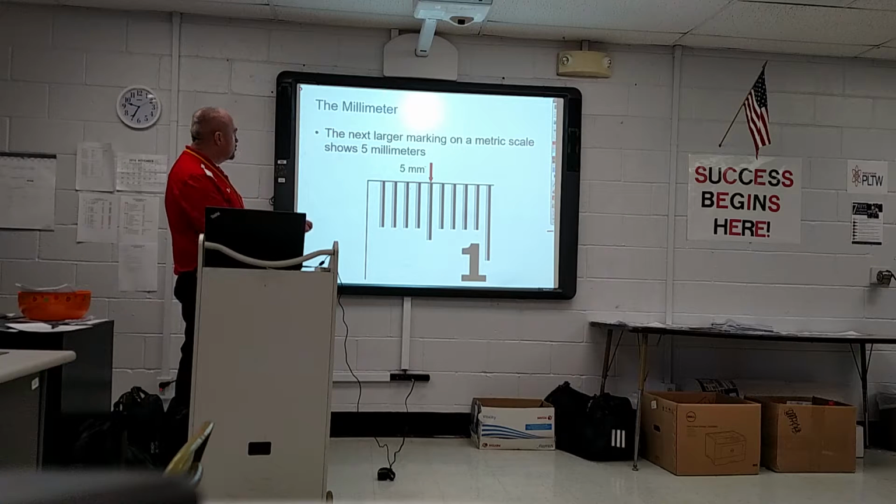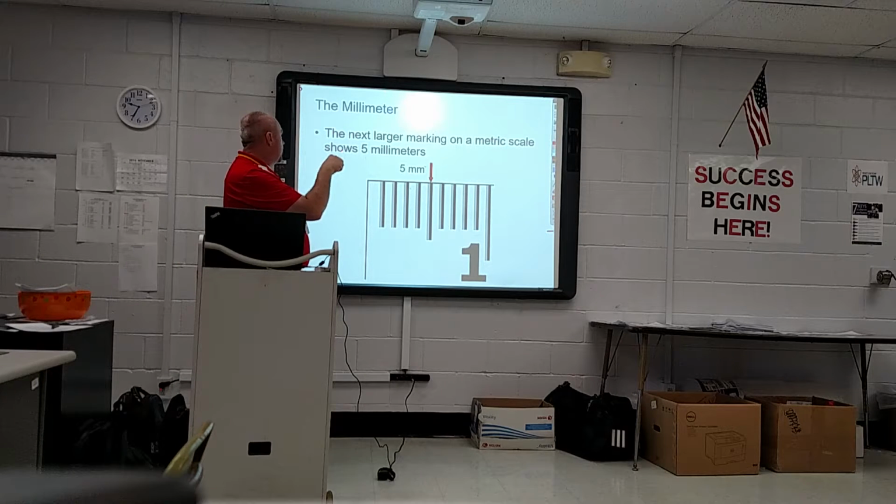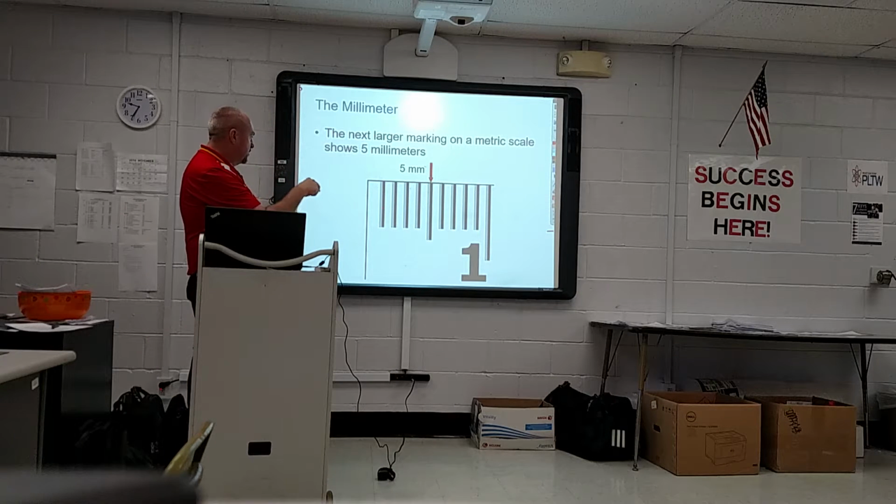The next larger marking on a metric scale shows 5 millimeters, because if you notice, that is the halfway point between 0 and 1. So you can count your slashes: 1, 2, 3, 4, 5 millimeters, 6, 7, 8, 9, 10 millimeters equals 1 centimeter. So you've got all of your slashes, your 10 slashes, but the one in the middle, if you notice, is a little longer.